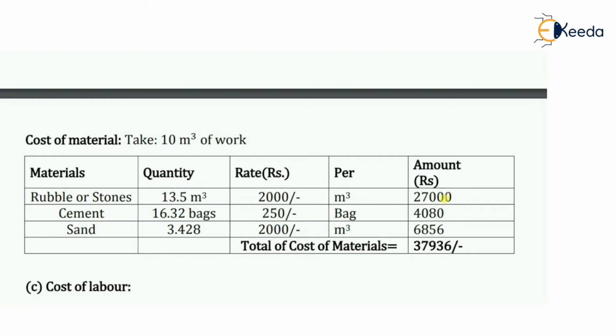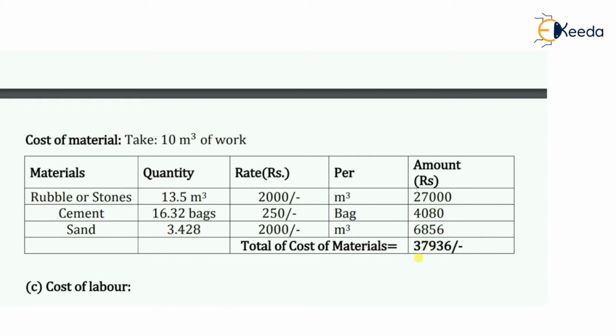So the total amount required for the various materials will be, for rubble or stones, 13.5 meter cube into 2000, which comes as 27,000. Similarly, cement bags are 16.32 into the rate of one bag of cement, 250 rupees, which comes as 4080 rupees. Then sand quantity is 3.428 into the rate of sand, I am assuming 2000 rupees per meter cube, which comes as 6856 rupees. So this is the total amount which will be required for the various materials.